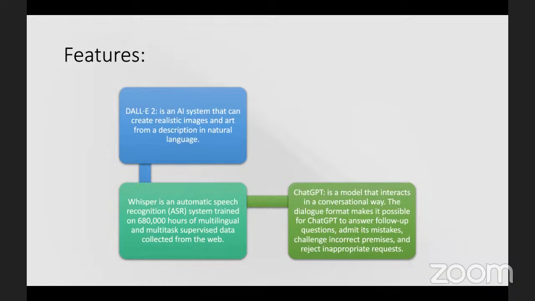The most used and known and very, very interesting one is ChatGPT. It's a model that interacts in a conversational way. The dialogue format makes it possible for ChatGPT to answer follow-up questions, admit its mistakes, challenge incorrect premises, and reject inappropriate questions. ChatGPT is one of the main ones that people are now using. In the first 5 days of it dropping in 2022, more than 5 million people joined the app.